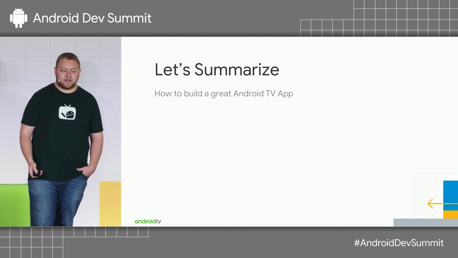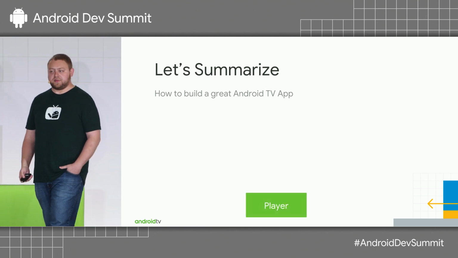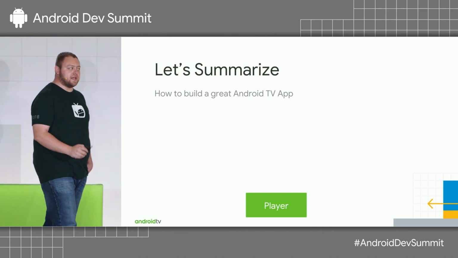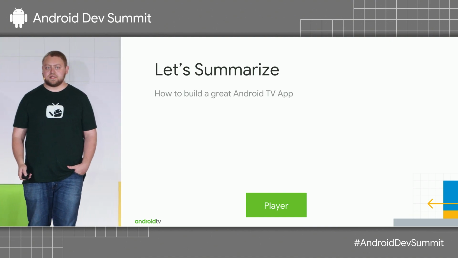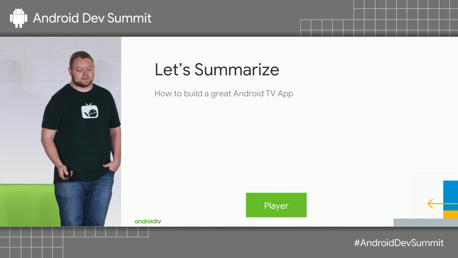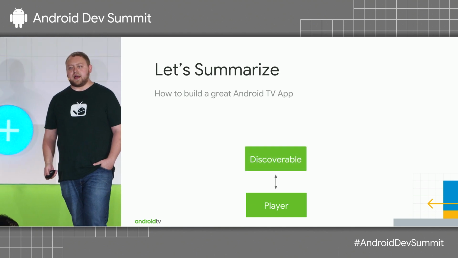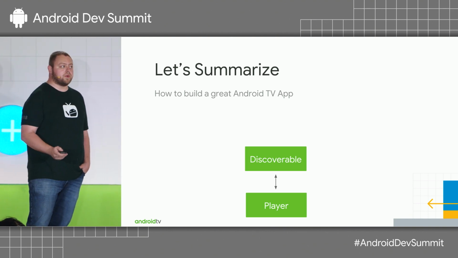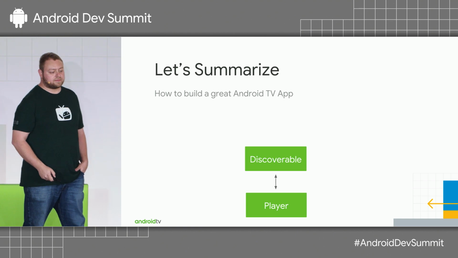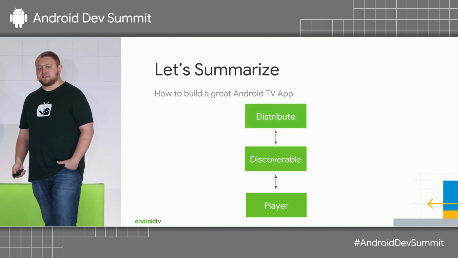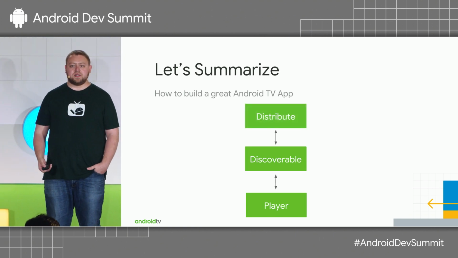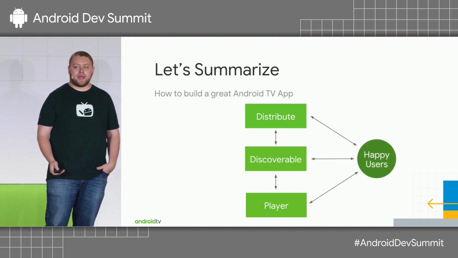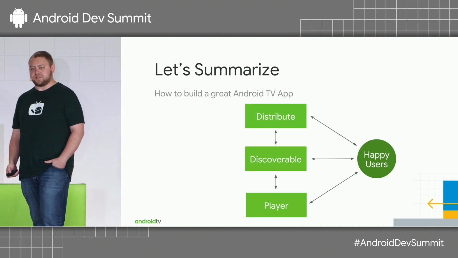So to summarize how to build a great TV app, start with your player. Your content is king, so really focus on the player. Whether it's an ad or whether it's actual content, make sure your player is solid. Next thing, how do you make your app more usable? How do you get that lean-back experience so that users can quickly find other content to watch? The third pillar is distribution. Is my app set up to be deployed on the Play Store correctly? Once you have all three of these, you end up with happy users. And who doesn't want happy users?